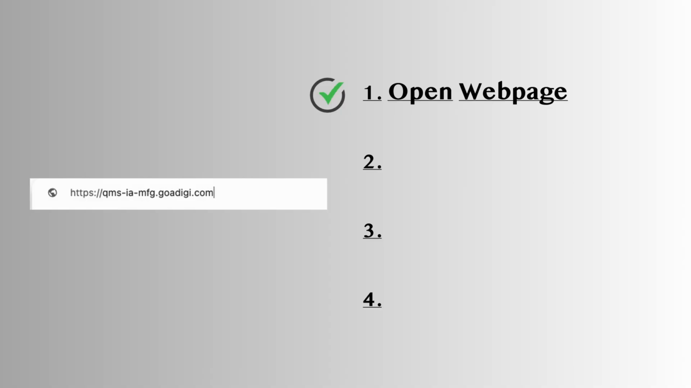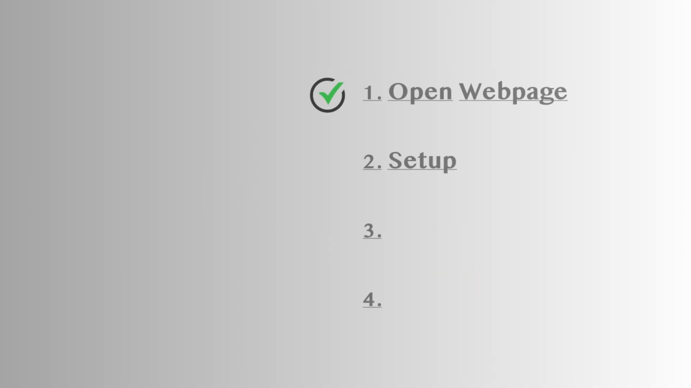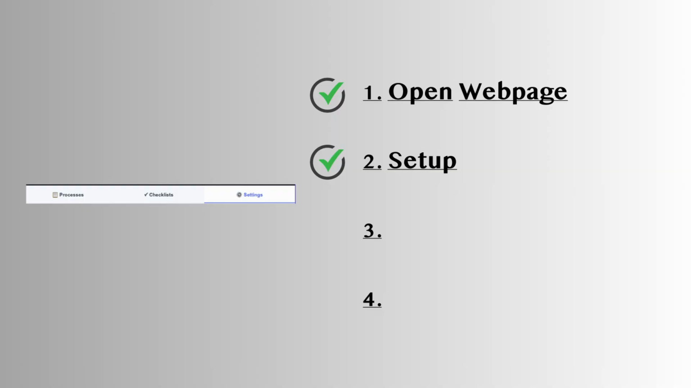To create an internal audit report, we are going to do it in 4 steps. Open this web page. This link is given in the description. Now let's understand the setup.